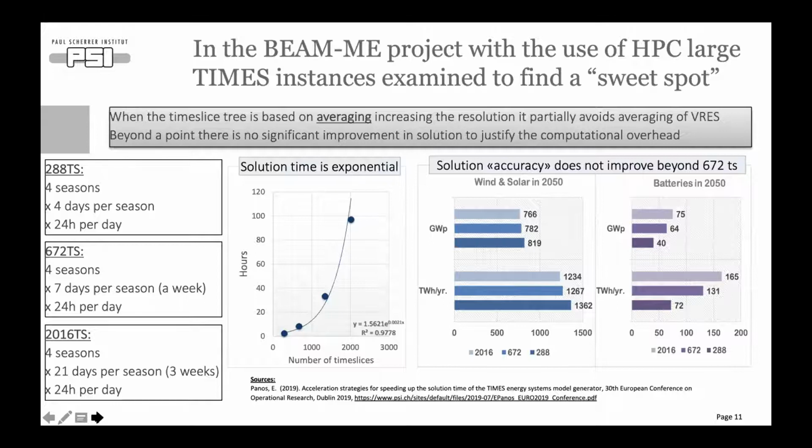And of course, the solution time, as you can see in the chart on the left, is exponential with the number of time slices, while the solution accuracy, as you can see on the chart on the right, does not improve after a certain number of time slices. And with this model here, the sweet spot was found that it doesn't make any sense to go beyond 672 time slices. As you see, the 672 time slices and 2016 time slices give very similar results.